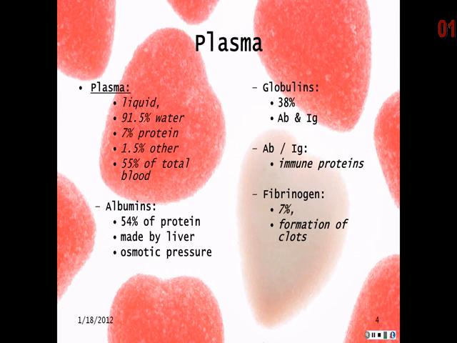The plasma is the liquid portion of the blood and is mostly water at 91.5%. There is 7% protein and 1.5% other components. Overall, the plasma makes up 55% of the total blood.